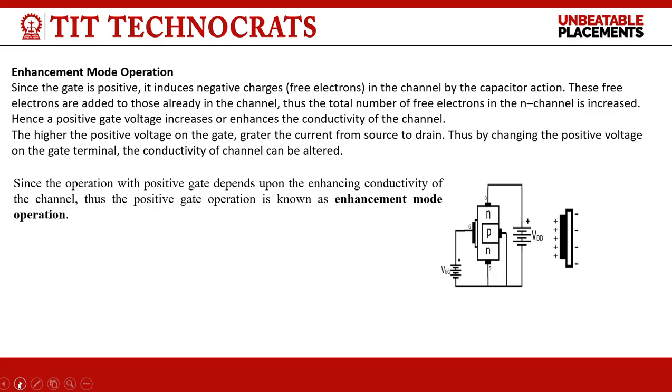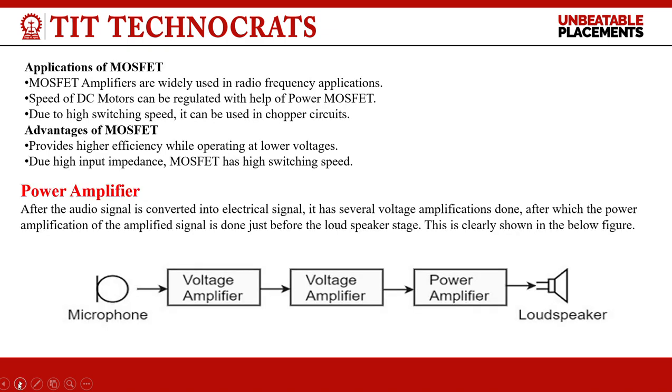The higher the positive voltage on the gate, the greater the current from the source to drain. Thus by changing the positive voltage on the gate terminal, the conductivity of the channel can be altered. Since the operation with positive gate depends upon enhancing the conductivity of the channel, the positive gate operation is known as enhancement mode operation. Now the application of MOSFET comes.